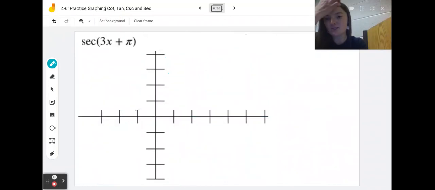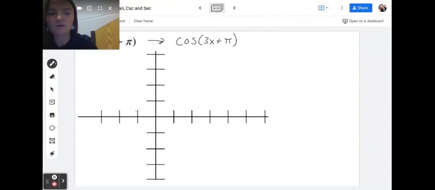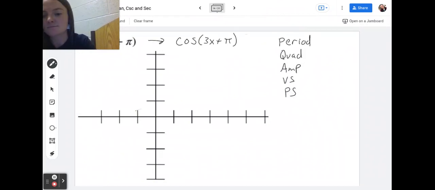Okay, for this last question, we're kind of dealing with a secant graph here. Don't be afraid, it's going to work the same way. What we really need to do is graph what cosine of 3x plus pi looks like. So go ahead and start by graphing cosine of 3x plus pi by first determining what the period, the quadrant, the amplitude, the vertical shift, and the phase shift would be.